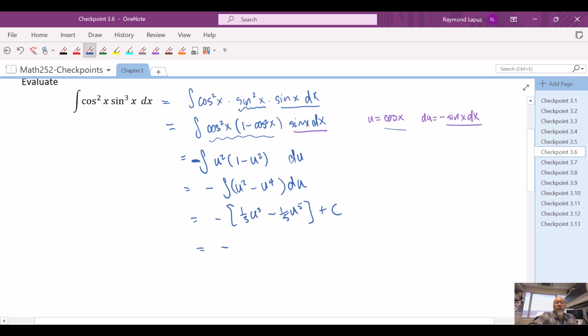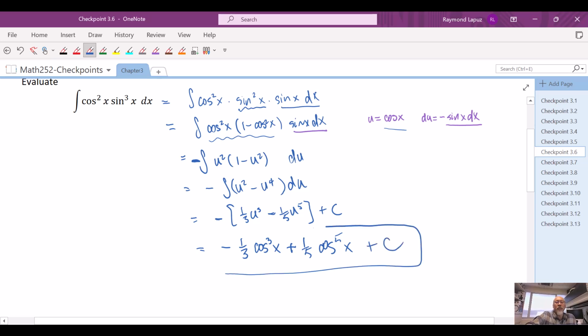So this will be negative. I'll go ahead and distribute as well. Distribute the negative sign. So this would be negative 1/3 cosine cubed of x, and then the negative and the negative here will make this into a positive 1/5 cosine to the fifth of x, and then that's it. The plus c will finish it off, and then that should be your result.